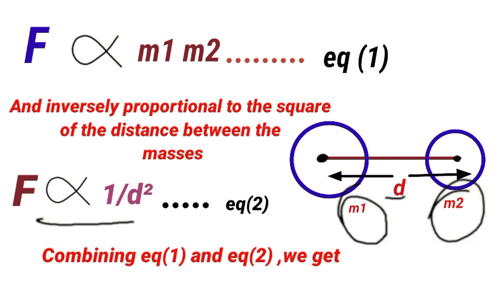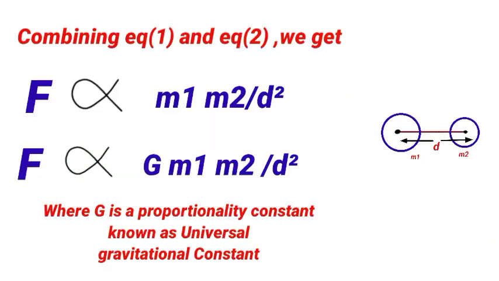For two objects of masses m1 and m2 separated by a distance d, inversely proportional is always represented as directly proportional to the reciprocal of that quantity. After combining equation 1 and equation 2, we get F proportional to m1 m2 by d square. Then F proportional to G m1 m2 by d square, where G is a proportionality constant known as the universal gravitational constant. G is known as a universal constant because its value remains constant throughout and is unaffected by object masses.